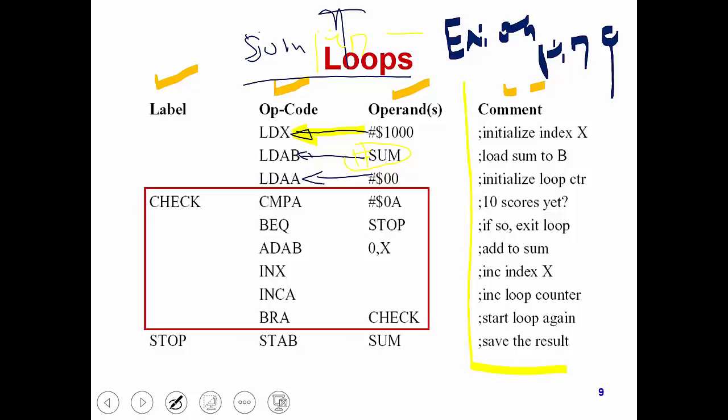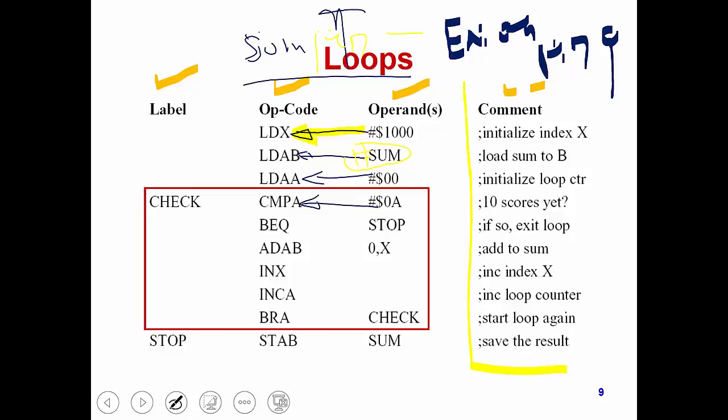Then what should be our limit? How many times should you perform the operation, or at what point should you stop? That's defined here in the next instruction. It's the first instruction inside the loop.